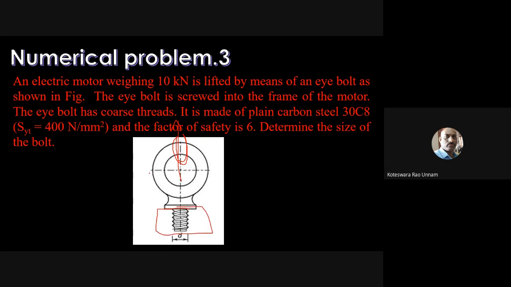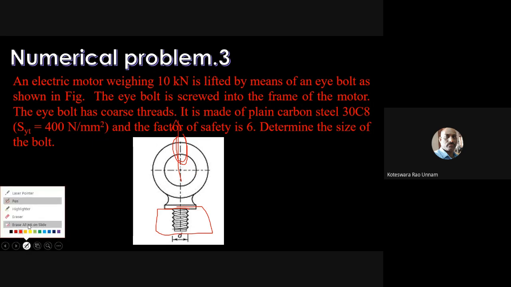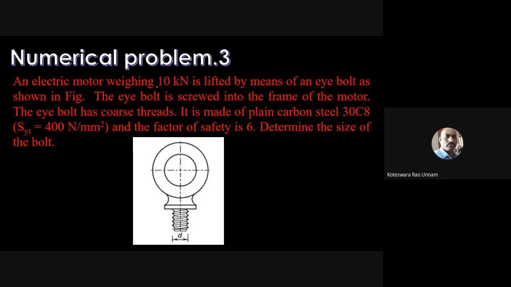So that is a general mechanism of how this eye bolt can work to lift the loads. Here it is used for lifting a load of 10 kilonewtons. The eye bolt is screwed into the frame of the motor, as I already told you. The bolt has 4 threads.